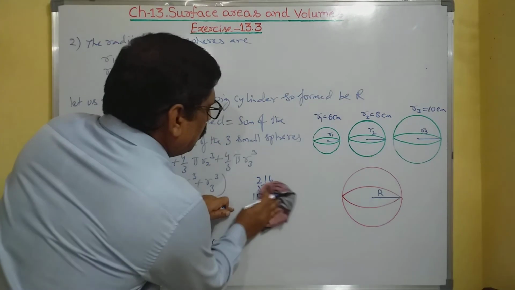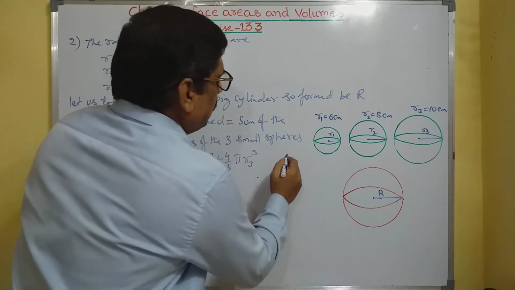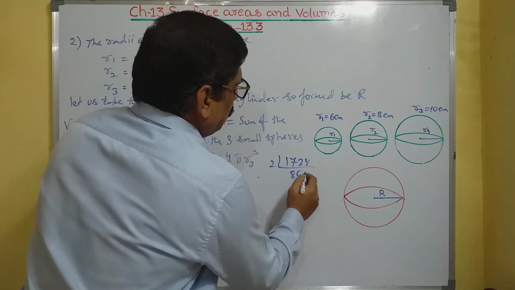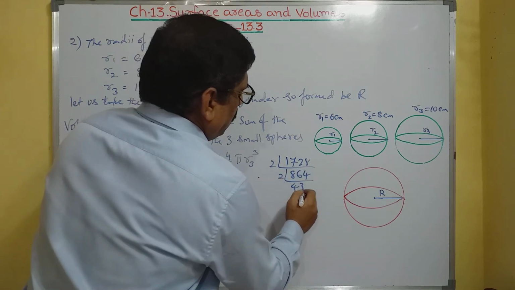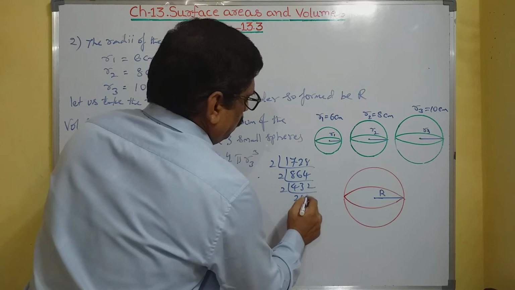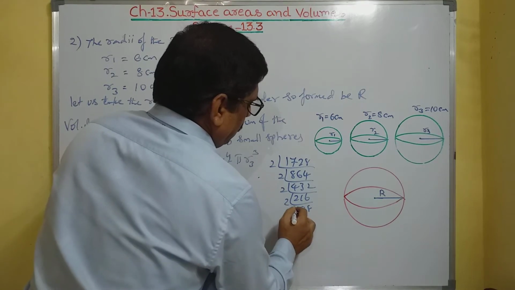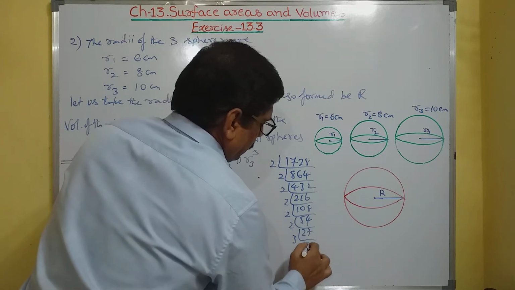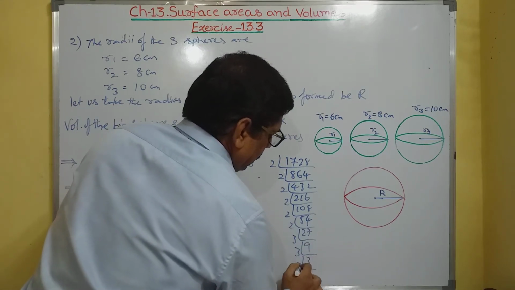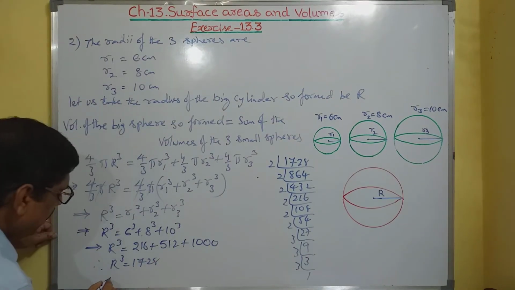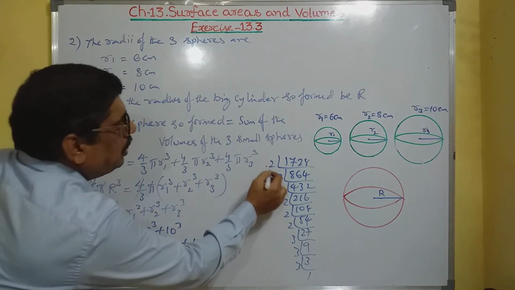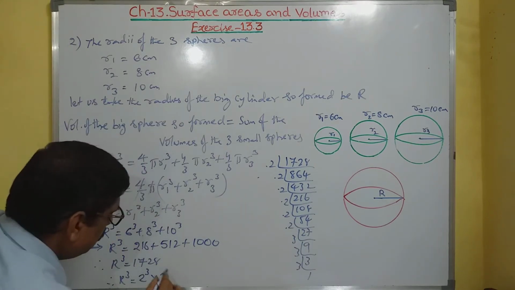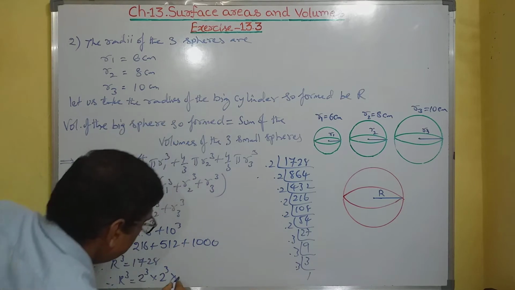Now let us find the cube root of 1728 by taking the prime factorization. 2 8s are 16, 2 16s are 32, 2 16s, 2 108s, 2 54s, 2 27s, 3 9s, 3 3s. So we get, therefore, R cube is equal to 2 into 2 into 2, 2 cube into 2 into 2 into 2, 2 cube into 3 into 3 into 3, 3 cube.